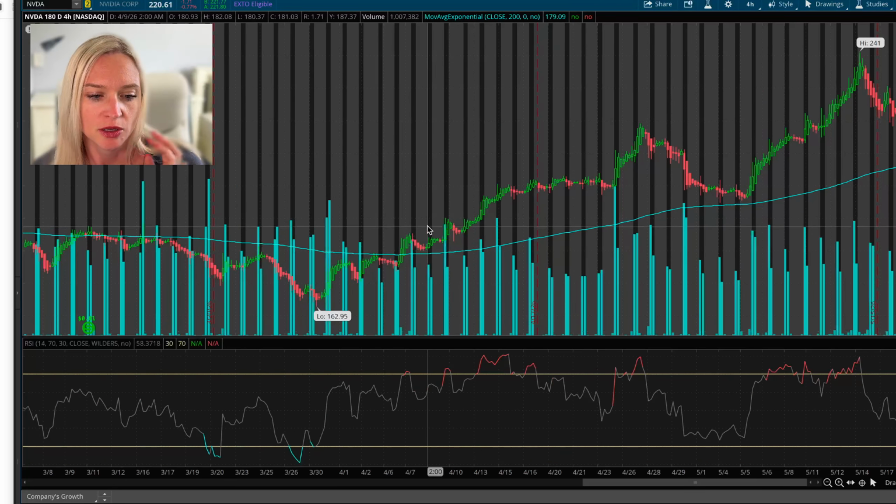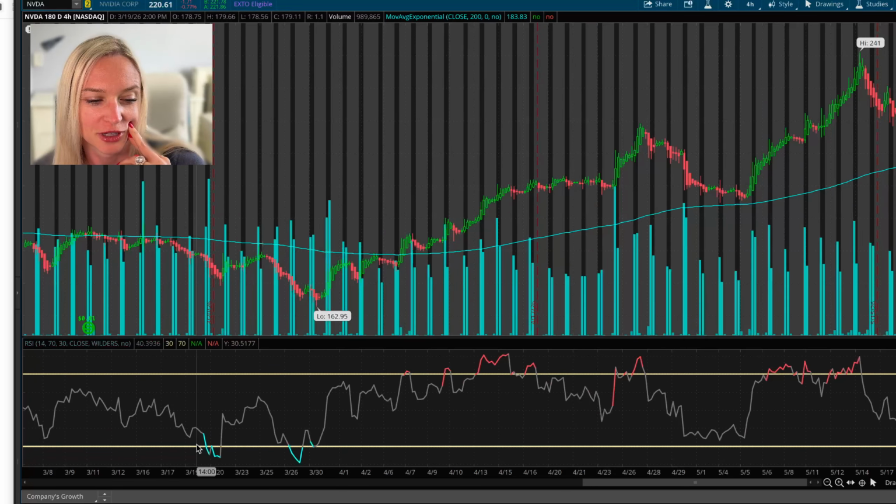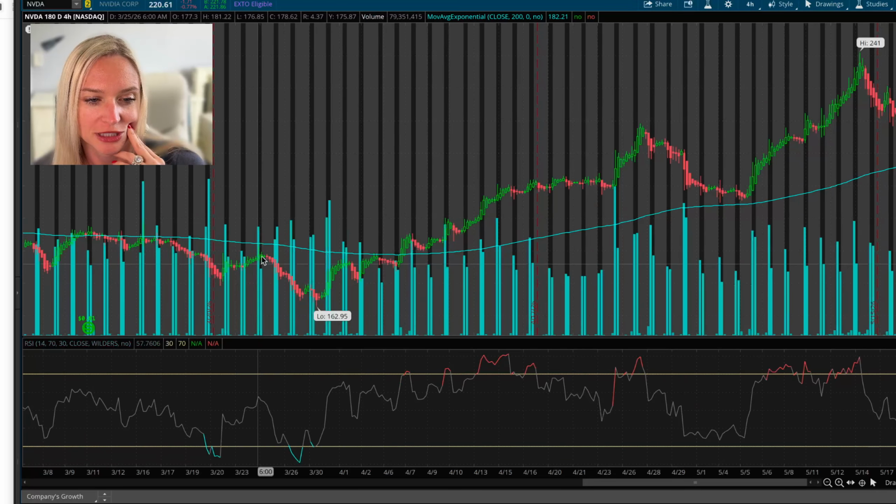Alrighty. So in this case here, yes, right? It was oversold, below the 200. You could be more confident adding, but we don't have the volume yet. We don't have the strength, even though the RSI is low.